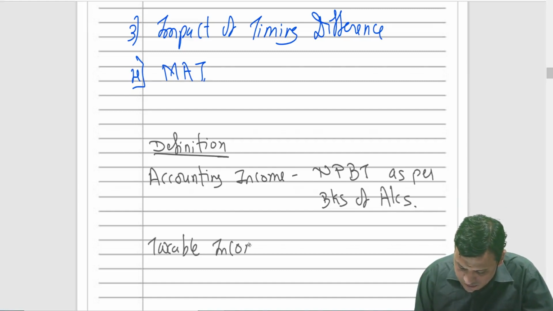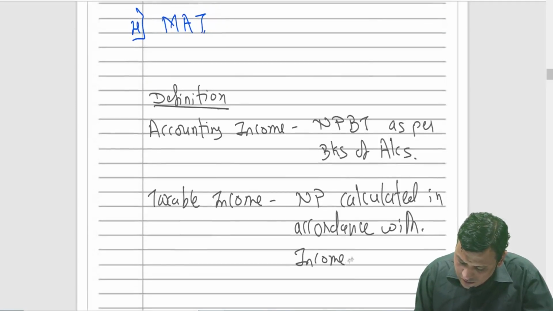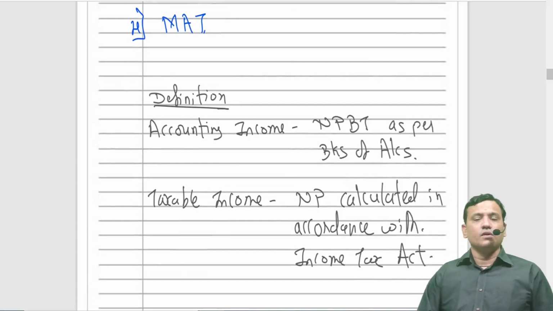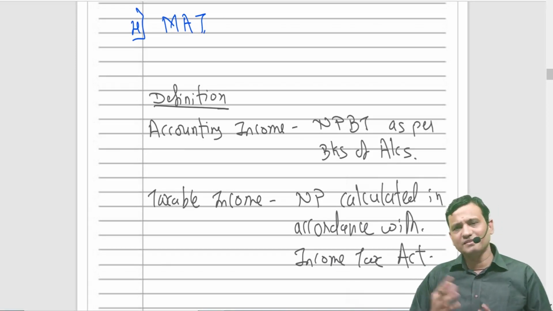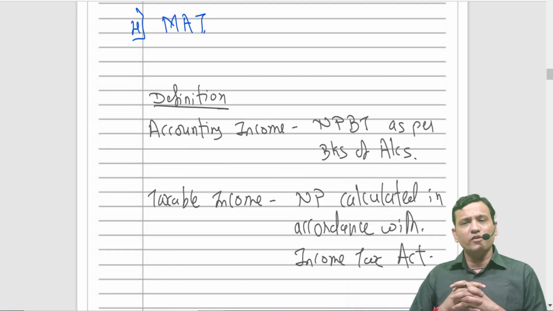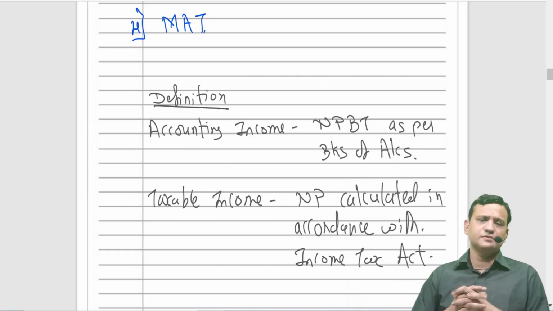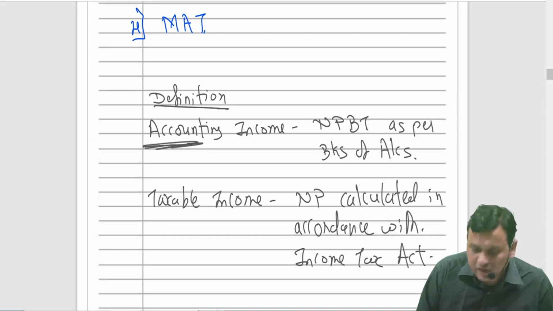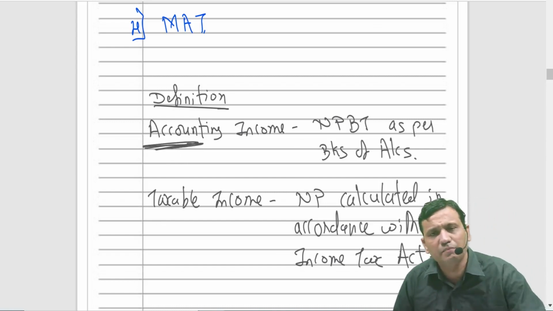Taxable income is nothing but net profit calculated in accordance with the Income Tax Act. What is the net profit you calculate in accordance with the Income Tax Act? That is my taxable income. So something is disallowed, something is allowed, something is allowed in the next year. So I calculate my profit and loss based on tax income. That is the amount on which I will actually be paying tax. What you get in the financial statements, the P&L, is accounting income. But taxable income is just a memorandum record.